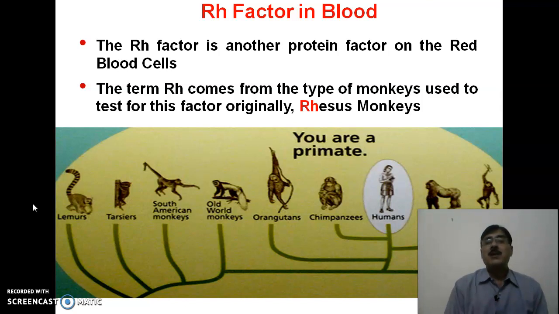We are primates, and human beings, which are primates, have Rh factor as shown in this slide. Apart from humans, all the other primates are shown in this slide, beginning from lemurs, tarsiers, South American monkeys, old world monkeys, orangutans, chimpanzee, gorilla, and gibbons. All these come under the order primates.